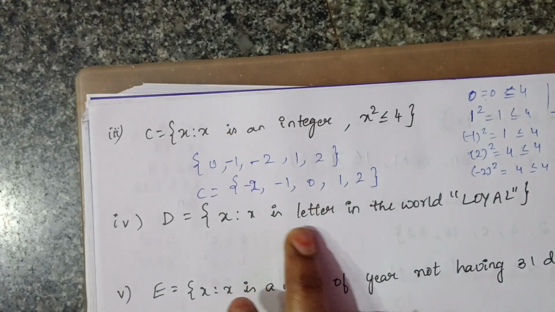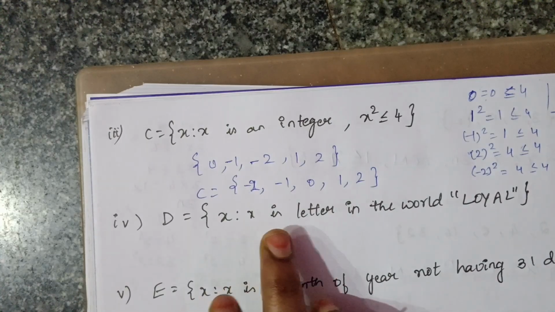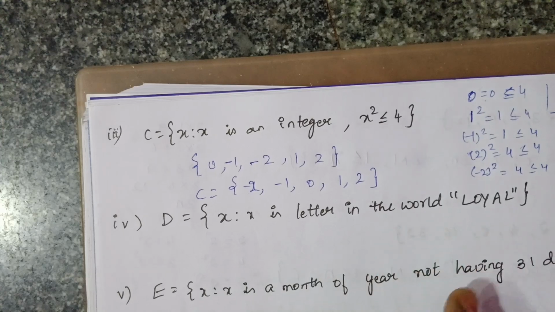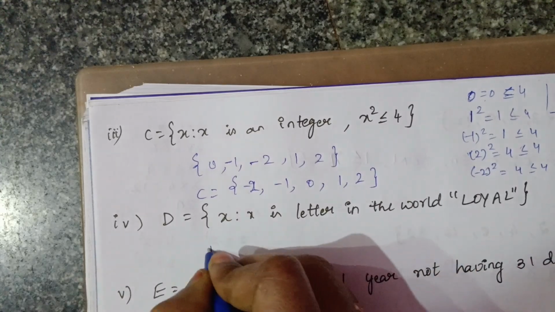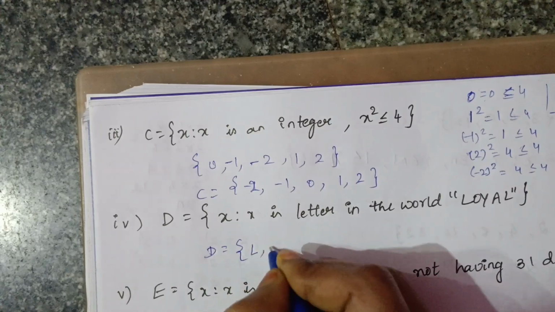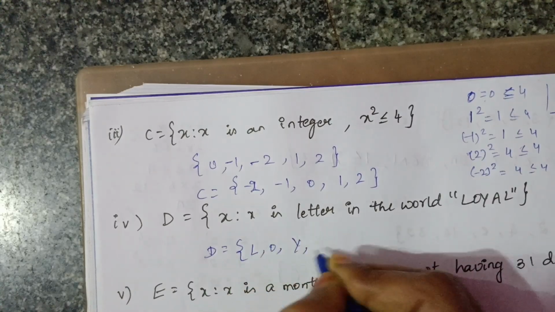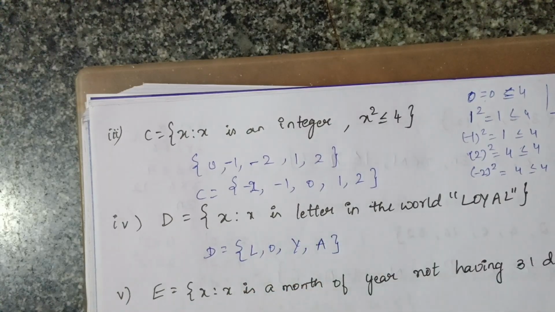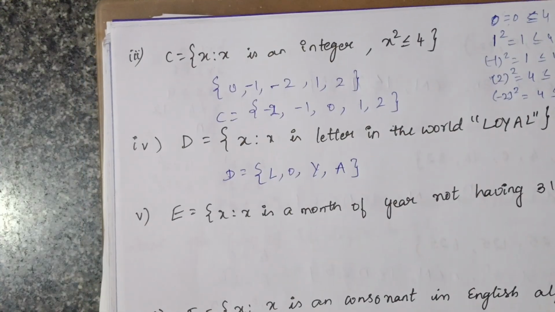Now X such that X is a letter in the word loyal. It is only loyal, so I will write without repetition. So L, O, Y, A. Now next question.